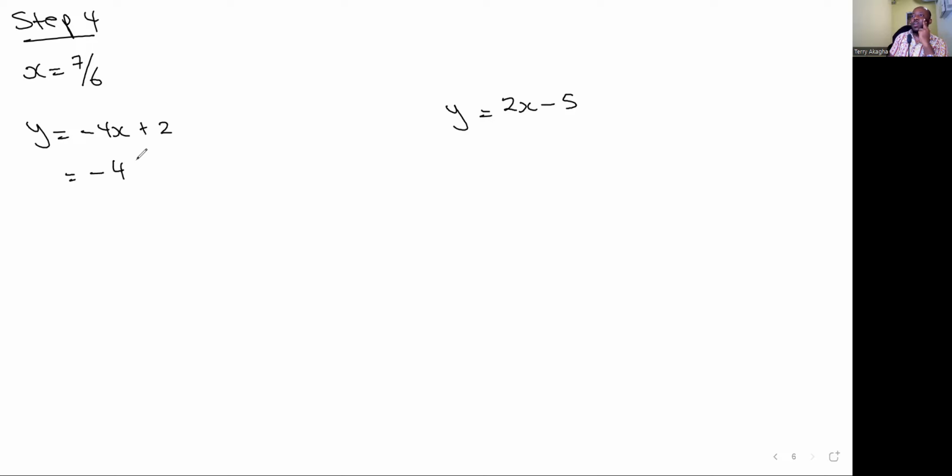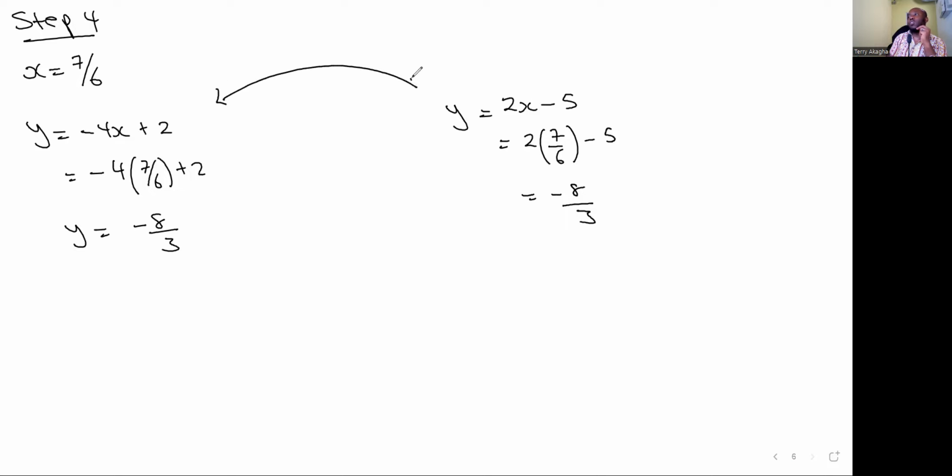So minus 4 into bracket 7 over 6 plus 2. And when you press your calculator, you get minus 8 over 3. The same thing, when you put 2 into bracket 7 over 6 minus 5, you will get as well minus 8 over 3. Are you seeing it? So regardless of the method you choose, you will still get the same thing. I remember I told you the y here is the same thing as your yi, which is equal to minus 8 over 3.